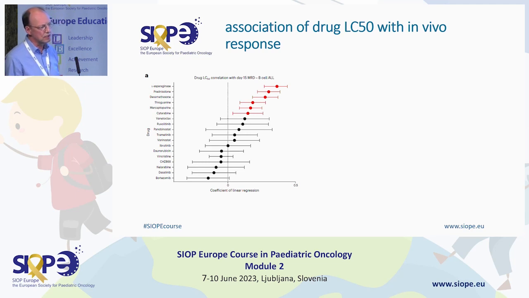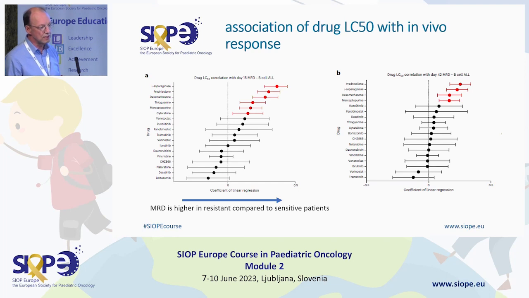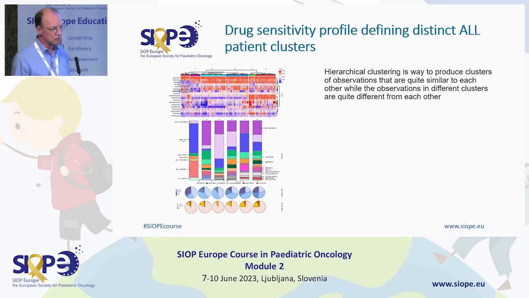So what it shows is basically the relation of MRD and how well MRD corresponds to the sensitivity to the drug. This is for B-cell ALL at 15 days, and the next curve is at 42 days. What you see is that MRD is still as good a prognosticator in relation to these drugs after post-induction. There was also a clear difference in B-cell ALL compared to T-cell ALL, and that's probably known.